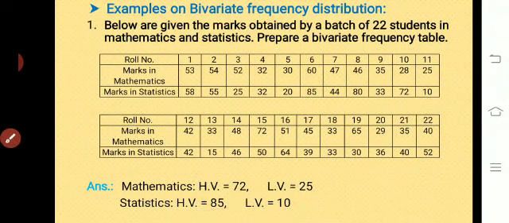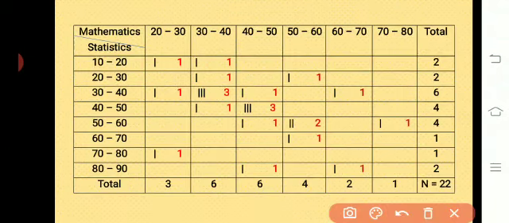Now in the solution we will prepare the table. Since in mathematics the minimum marks are 25, we will take the class intervals from 20 to 30, 30 to 40 and so on. The maximum marks are 72, so we will take the class intervals up to 70 to 80. Similarly, in statistics, the lowest marks are 10, so we'll start the class intervals from 10 to 20, 20 to 30, 30 to 40 and so on. The highest value is 85, so we'll take the class intervals up to 80 to 90.